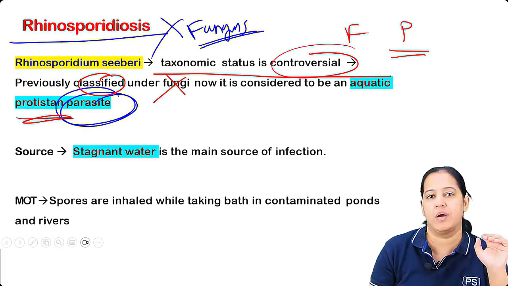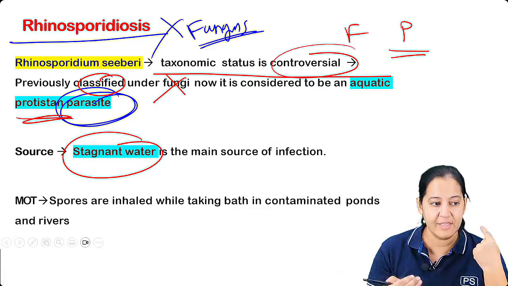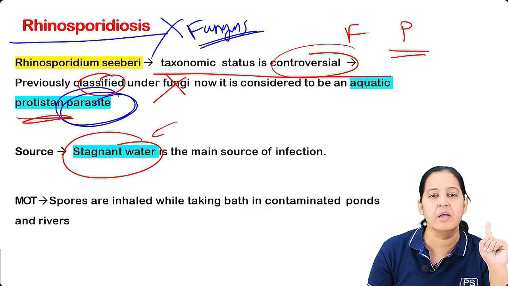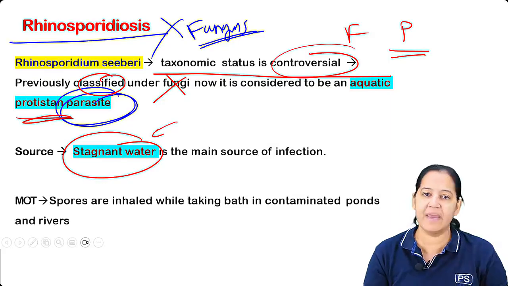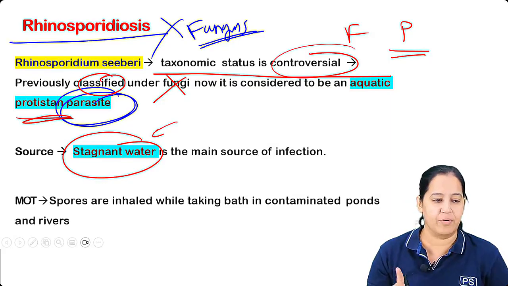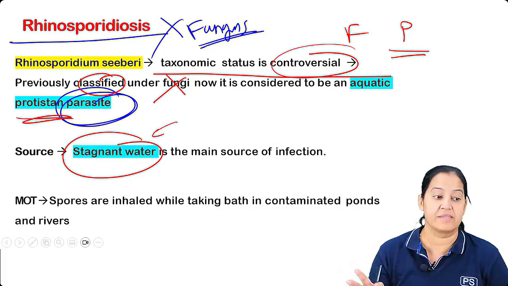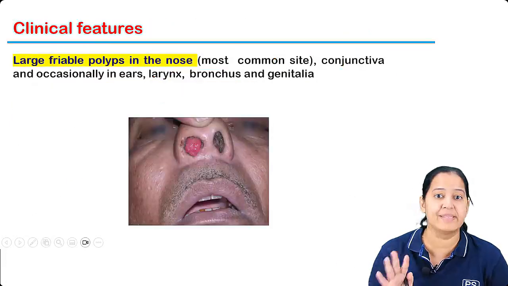So it's a protozoa. And it remains in the water. So it enters the human body via swimming. Stagnant water, not flowing. So stagnant water mein hoga. Via swimming it can enter. So please write down the important. Yes, it's the aquatic parasite. It remains in the stagnant water. It's not a fungus. It's a parasite. Write down, please, if it is not written.